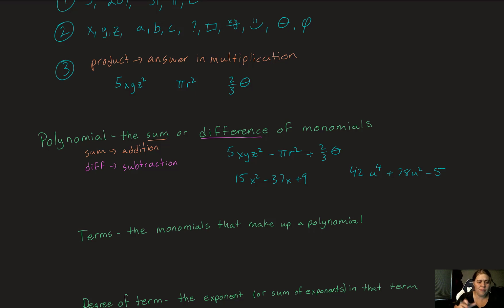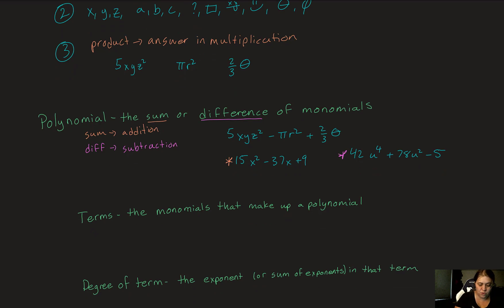And so it's important to be able to talk about, okay, so what are terms when we're talking about polynomials? And so let's take a look at this guy, and we'll take a look at that guy. So first up, we have our 15x squared minus 37x plus 9. And so we need to look at each of the individual monomials. So that would give us 15x squared. That's my first monomial. My second monomial is minus 37x.